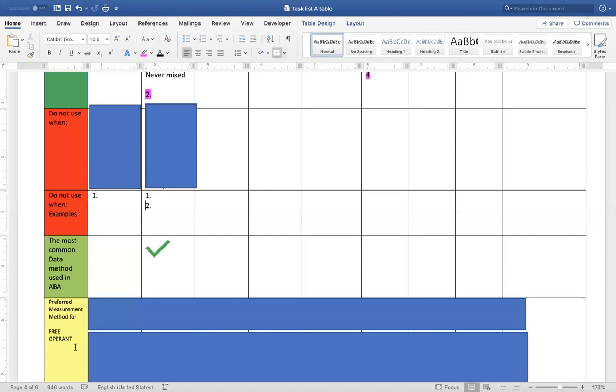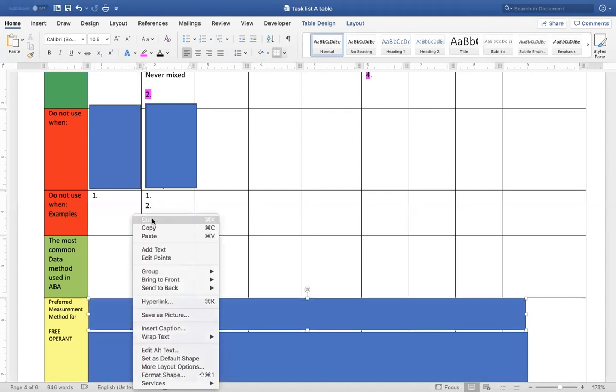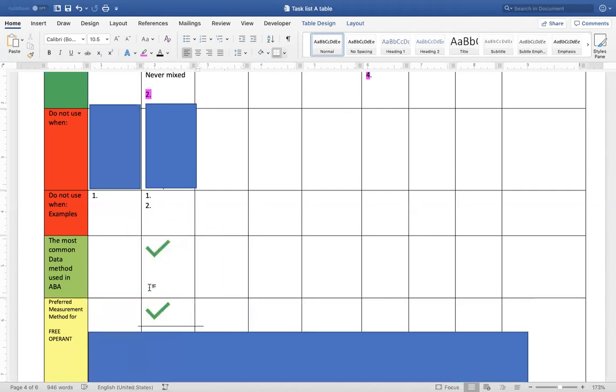Fewer choices then. Is it count? Is it rate? Is it acceleration? Or is it duration? Count. Try again. One more chance, for free operant. Count, rate, acceleration, or duration. We already said count. Duration. That's it, I'm going to give you the answer. It's rate. Rate again.